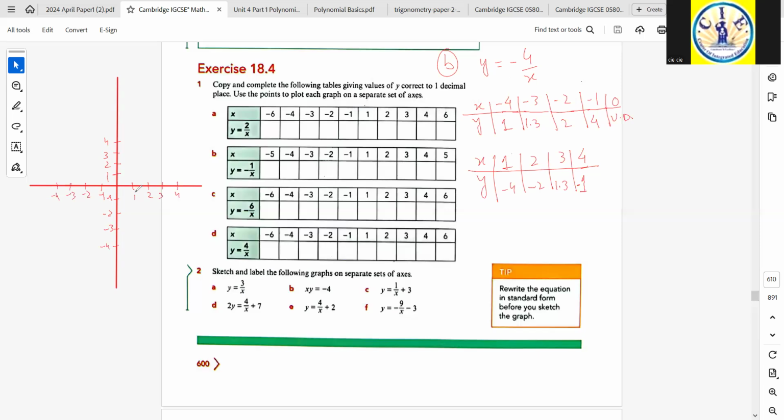Okay, then let's draw the graph. For -4, the value of y is 1. So this is the point. Then -3 corresponds to 1.3. This is 1.5, I guess. So below this, 1.3. This one. -2 corresponds to 2.